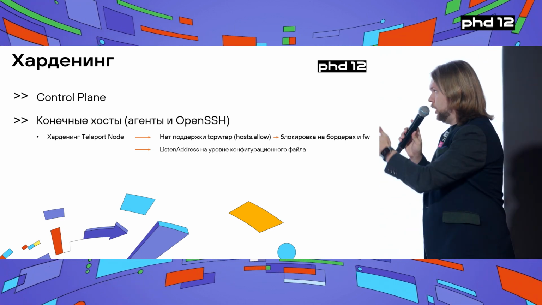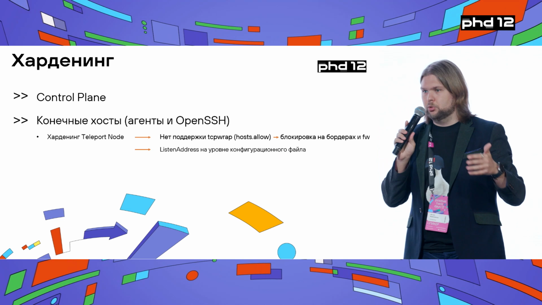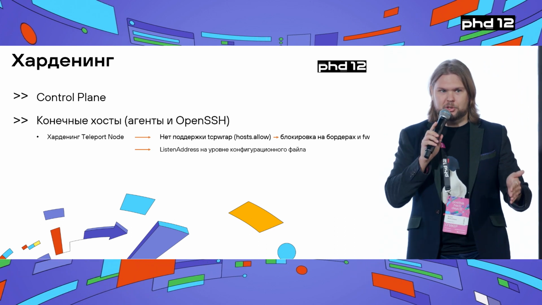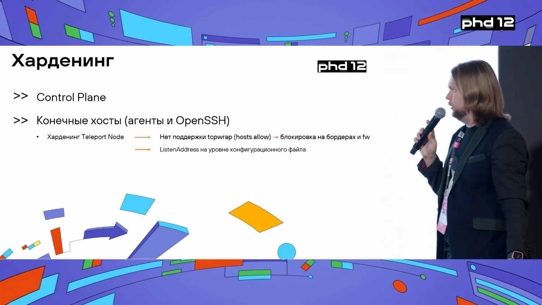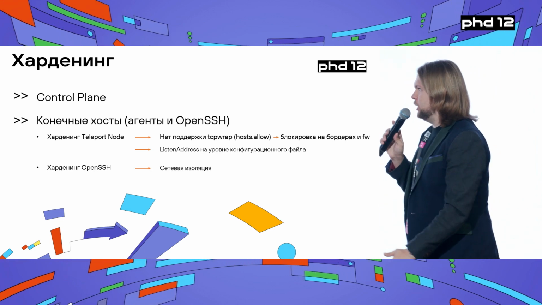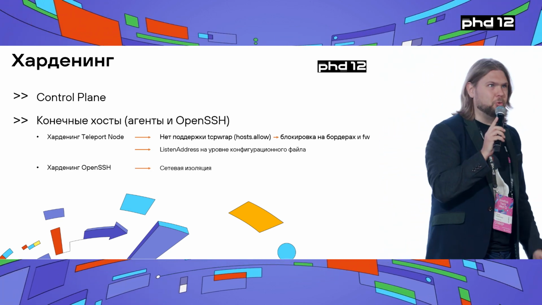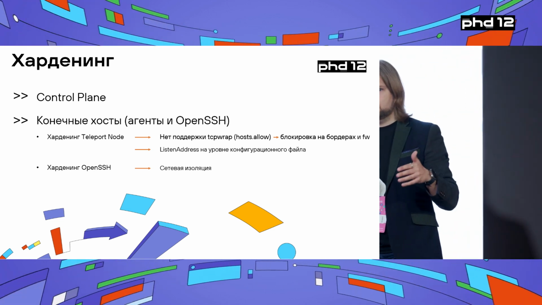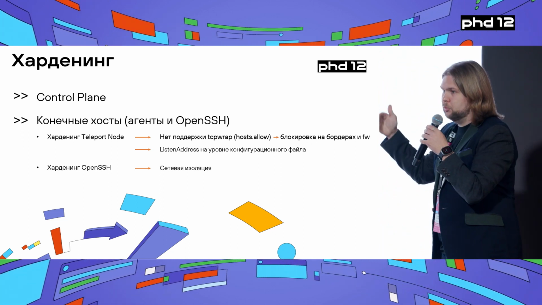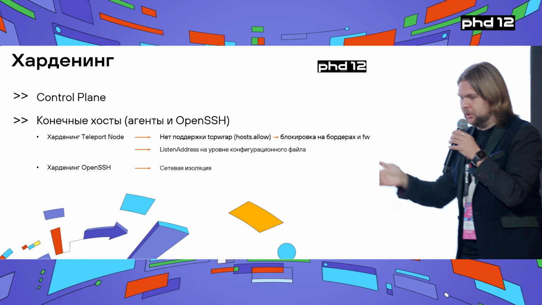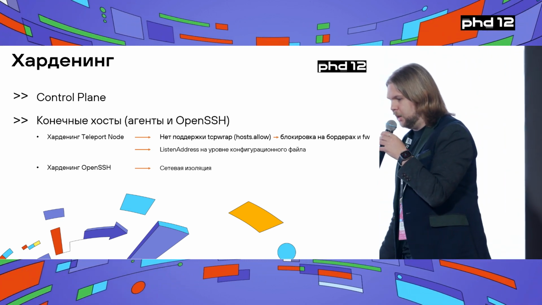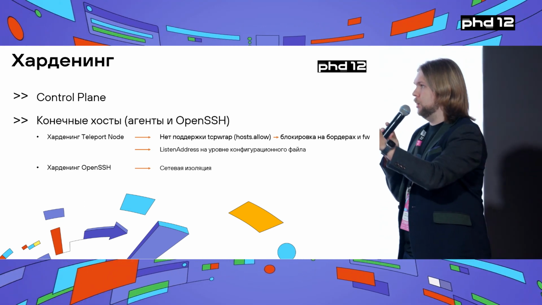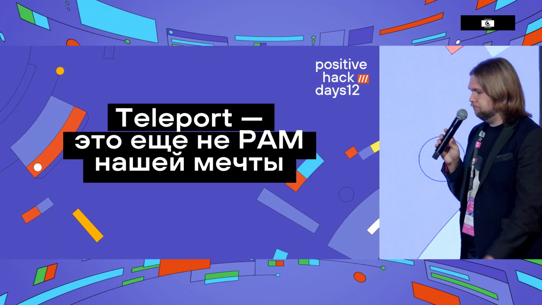You should also remember that you have the listen address when you configure. We have the interface listening for your Teleport node, and you should make it a local interface of your network, so that your Teleport nodes shouldn't stick their head into the internet. Hardening of OpenSSH: why are we talking about OpenSSH if we're talking about Teleport? Maybe you would like to use OpenSSH as a mechanism, and for this you should properly protect it and write a config for hosts.allow and for sshd, so that you don't have access from any other places.